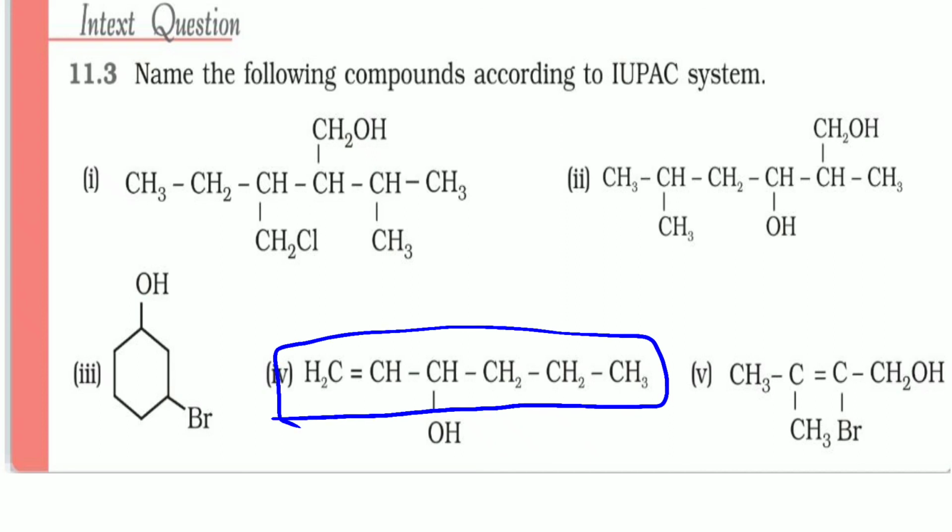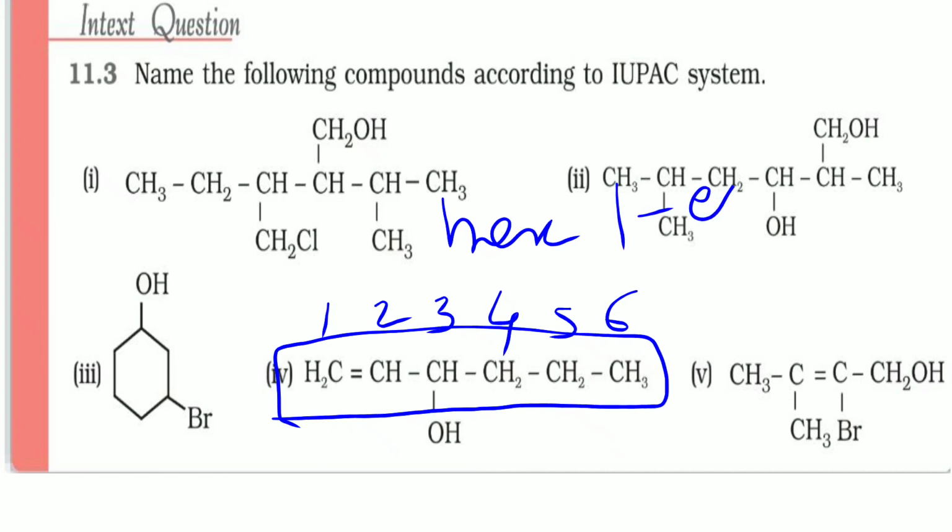Now in the next compound you can see the long chain. Give the number from the side where the OH as well as the double bond is near. So 1, 2, 3, 4, 5, 6. So it is hex. You can write here hex. At number 1 there is a double bond, so 1-yne. At number 3 OH is available, 3-ol. So its IUPAC name is hex-1-yn-3-ol.